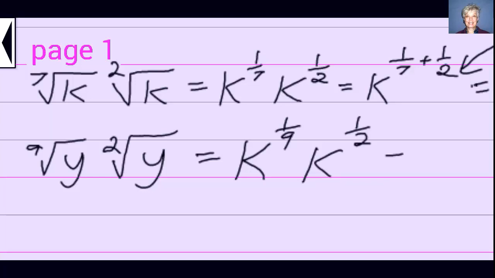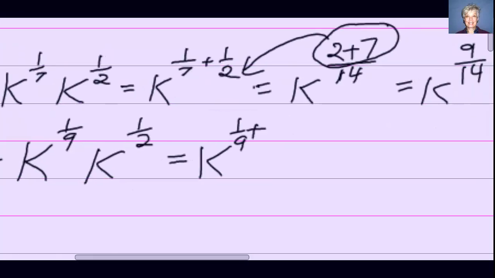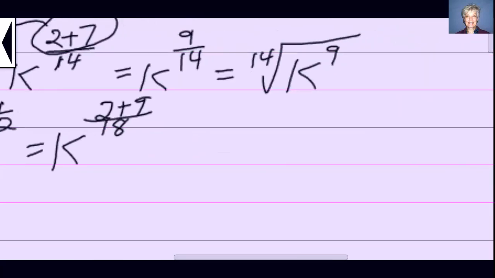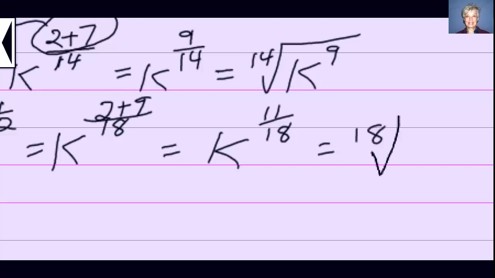And this will equal k to the 1/9 plus 1/2, which will equal k, LCD 18, numerator 2 plus 9. And we'll have k to the 11/18, which will be the 18th root of k to the 11th power.